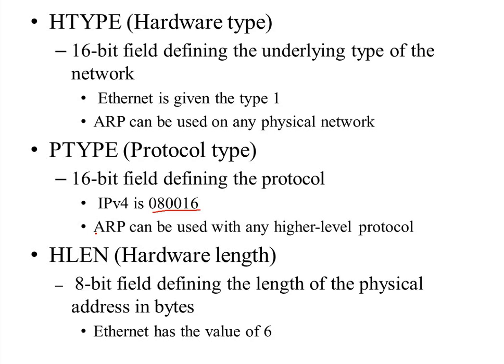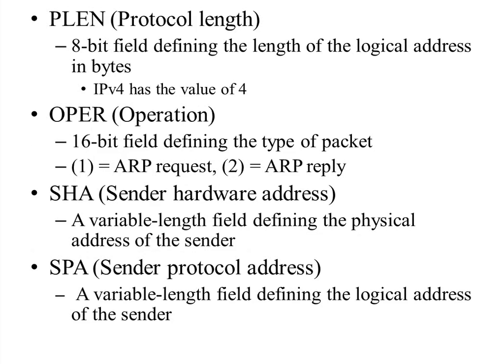Then the header length will tell you the length of your physical address in bytes. Then the protocol length will tell you about the logical address that is used. So for IPv4 the value is 4. Then the operation is 16 bits, defined by the packet. If the number is 1, it is an ARP request. If the number is 2, it is an ARP reply.